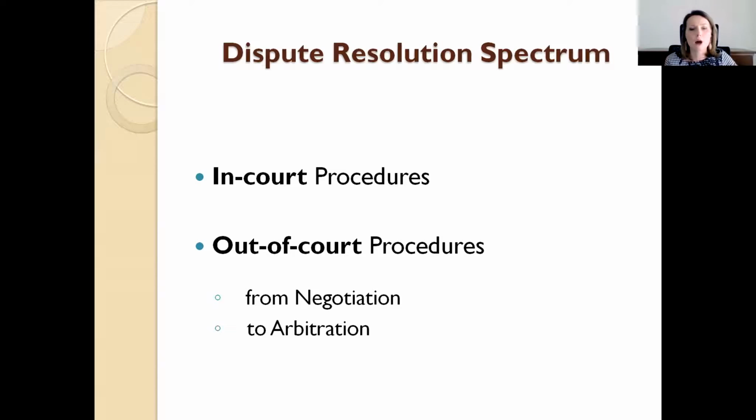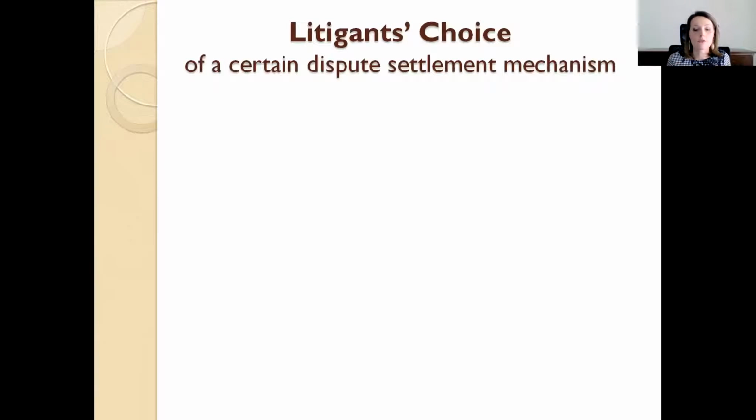Well, given this wide variety of dispute resolution mechanisms, it is for the disputing parties to choose the mechanism that is better suited to their needs. In fact, except as otherwise provided for by a given legal system, litigants can elect the dispute resolution mechanism they prefer.